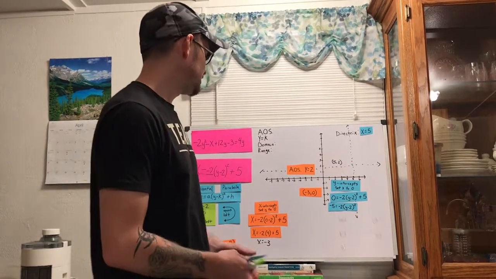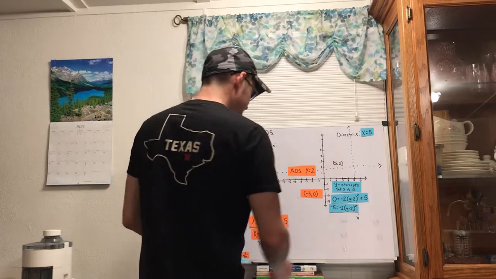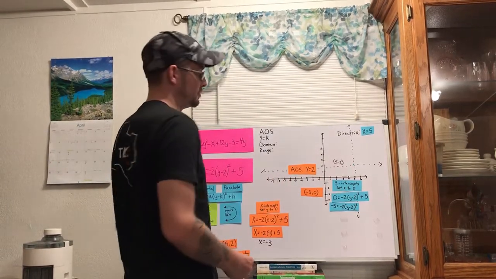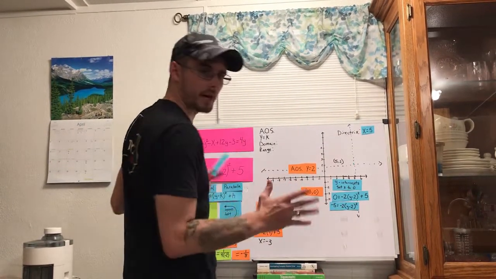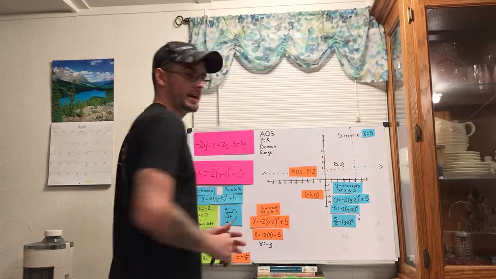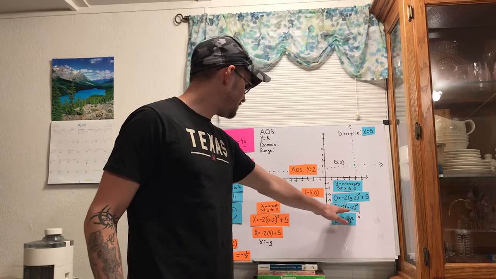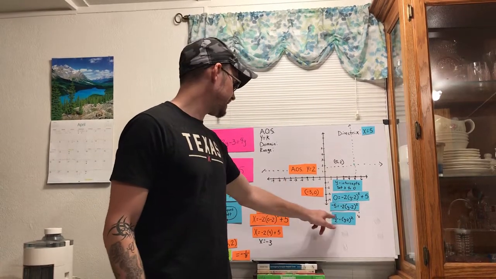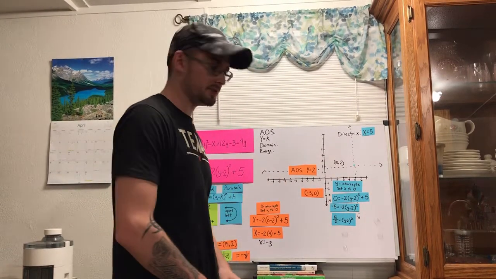The next step we want to do is go ahead and divide both sides by -2. Because, as you see, I'm trying to get the y-intercept, so I need y by itself. And there we have it. I divided by -2 on both sides, and that gave us 5/2 equals (y minus 2) squared.